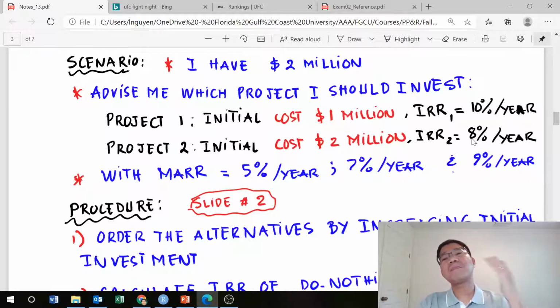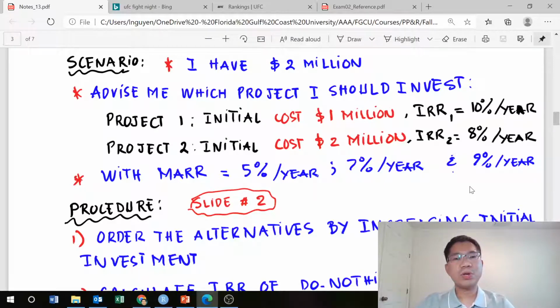So what does that mean? With the MARR at 7% per year, I better go with project 1. At 5% per year, I better go with project 2. At 9% per year, absolutely project 1, because project 2 is not financially viable. So the bottom line in this scenario is not about comparing the IRR, where you see 10% greater than 8%, so go with 10%. It's not like the NPV method that we talked about in the previous lesson, where whichever has the greatest NPV, you go with that alternative. Here, it's not like that. Not the one with greater IRR. Make sense, everyone? It depends on the MARR.